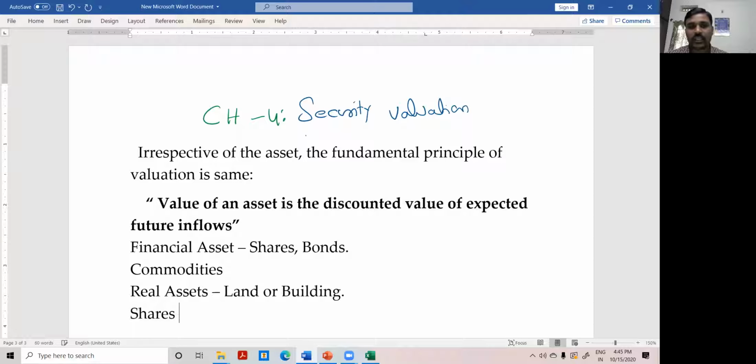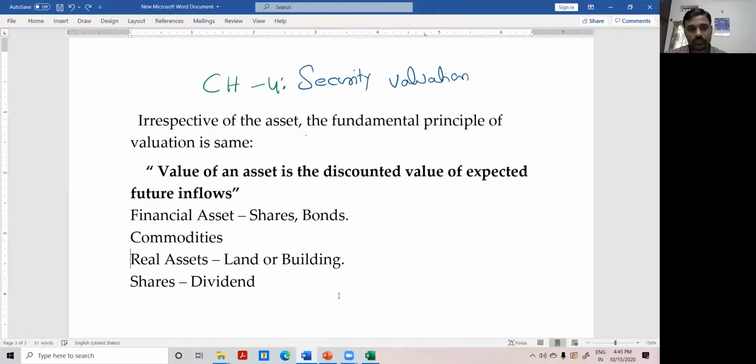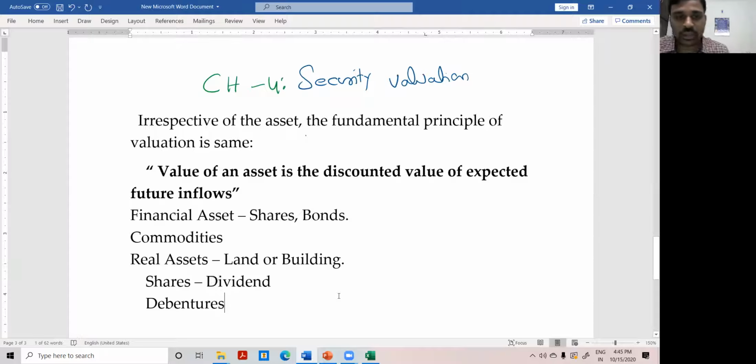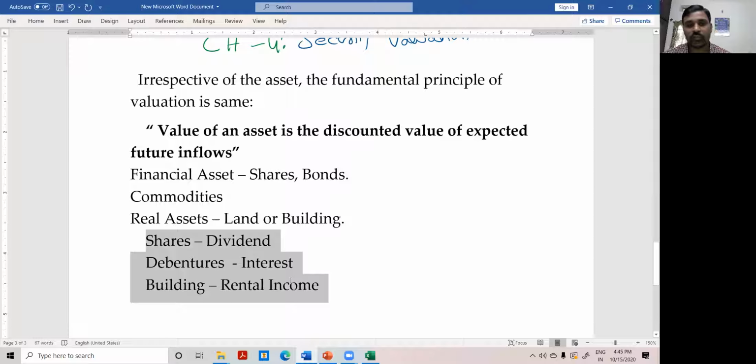If I invest in shares, my future inflows may be dividends. If I invest in debentures, my cash flows will be interest. If I invest in a building, my cash flows will be rental income. For any asset, we will get some inflow or the other. So the principle is the same.